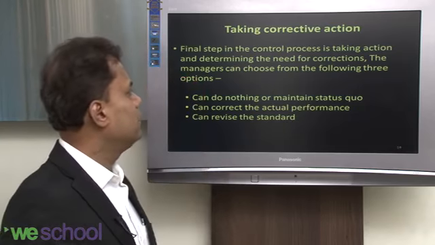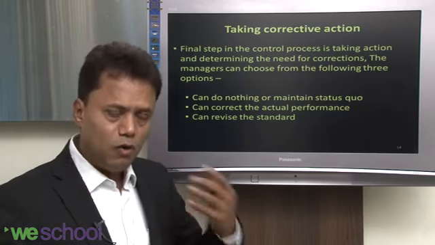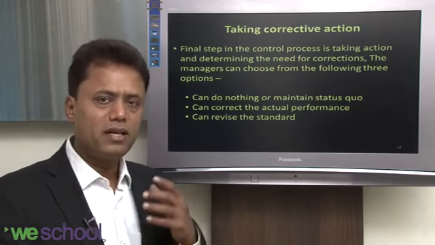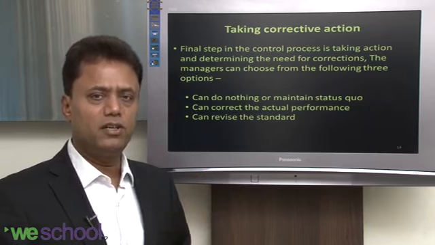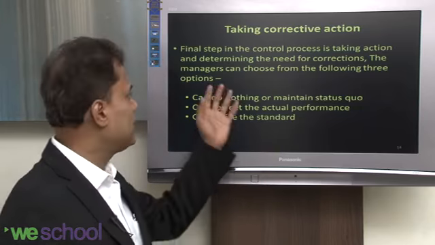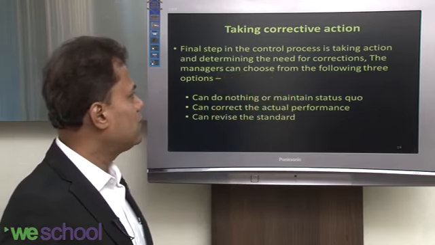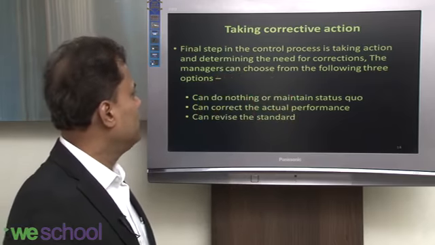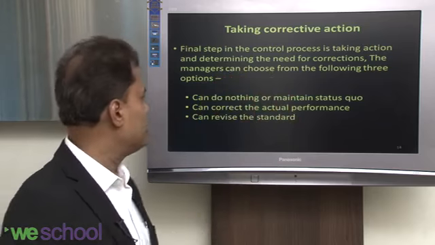So actions will determine how well you are performing and what kind of deviation you are reaching in terms of performance, and take corrective actions. What are the needs for corrections? The managers can choose the following three options.